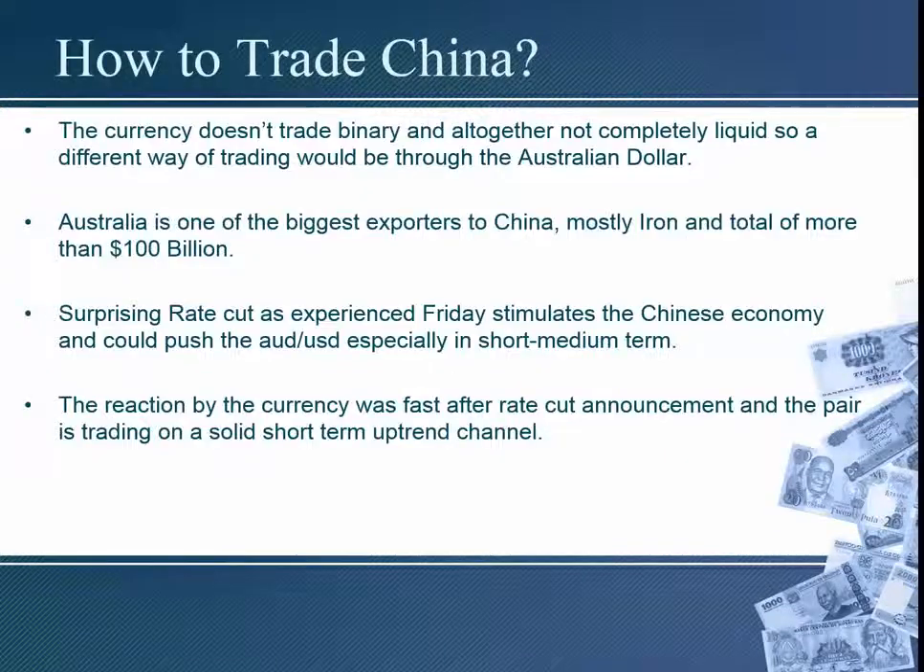Now, you may be asking, okay, that's all very well and good, but how do I trade China? Well, the currency doesn't trade binary and is not completely liquid. So a different way of trading would be through the Australian dollar. Why? Because Australia is actually one of the biggest exporters to China, mostly iron, and a total of more than $100 billion. That's amazing. That's $100 billion.